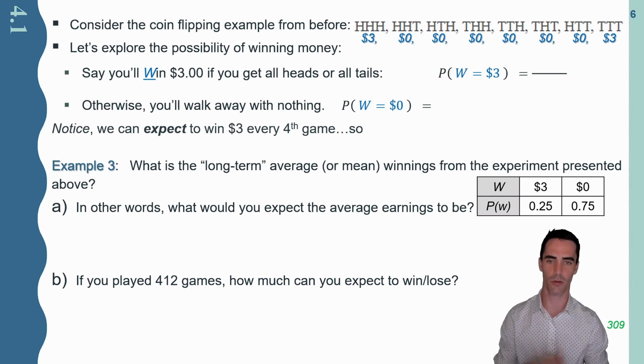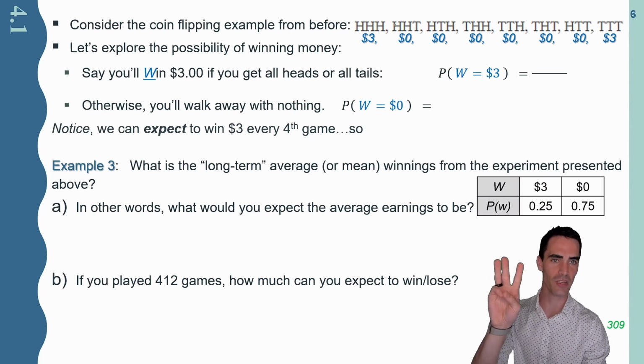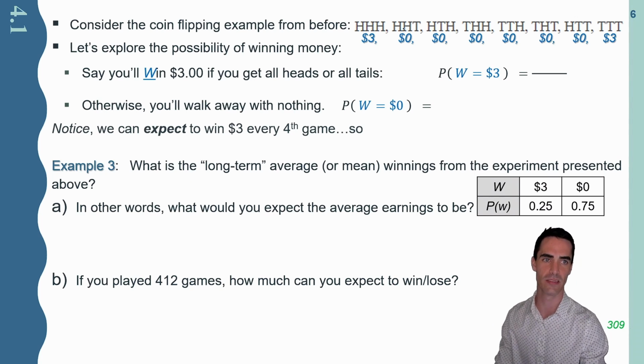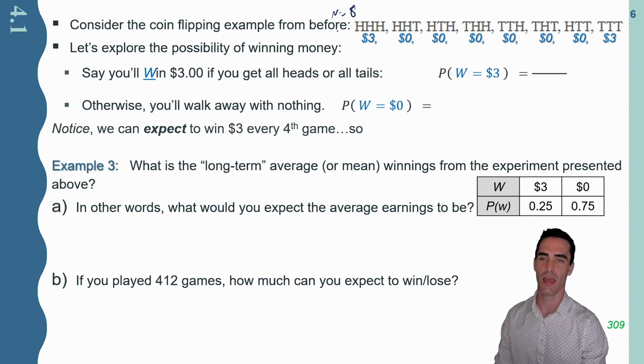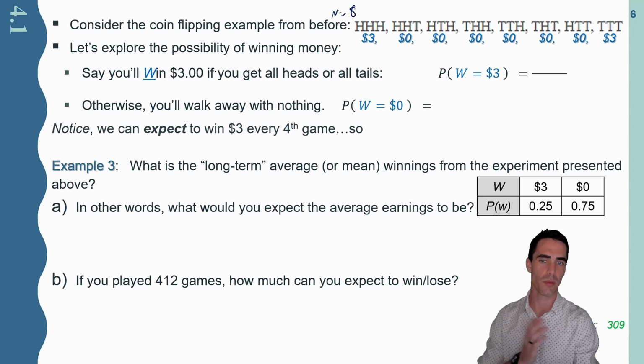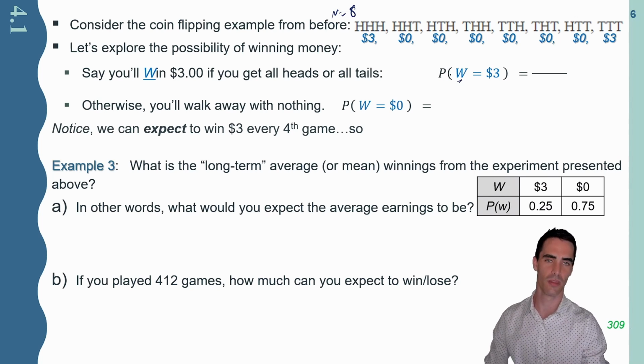Let me give you an example. To show this, let's refer back to our coin flipping example. We flipped a coin 3 times, and these were the different responses: all heads, heads, tails, and so on. You remember there was a sample space of 8 different outcomes. But let's explore, maybe there's some winning involved. Let's say you win $3 if you get all heads or all tails. And so instead of me talking about X, the number of heads, now I'm talking about W, number of winnings.